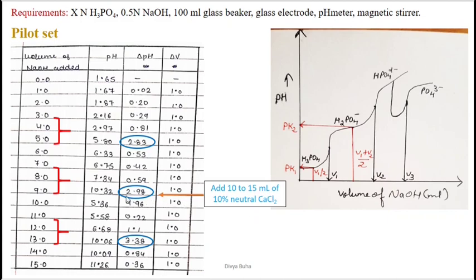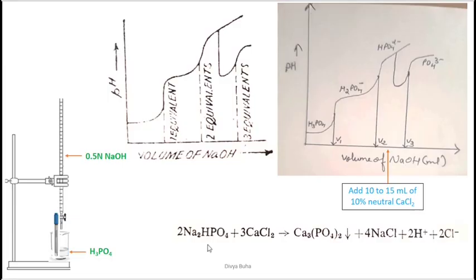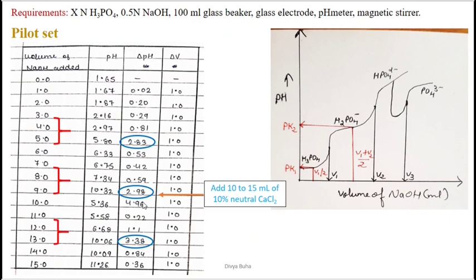So when you add the neutral calcium chloride solution, this reaction would occur, these protons would be released in the solution, and due to this the pH would drop. You can see that over here the pH from 10.32 gets dropped to 5.36, so there would be a sudden drop. After that, when you keep on adding the NaOH, the pH would again increase, and over here you will be getting the third jump, and you can easily observe the pH break and the third equivalence point.